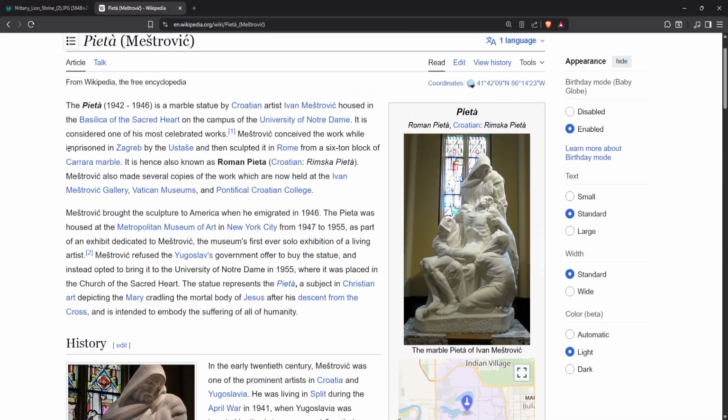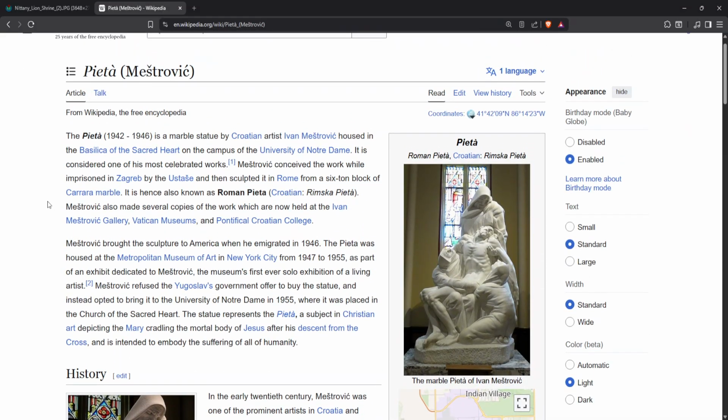The Pieta, 1942 to 1946, is a marble statue by Croatian artist Ivan Meštrović, housed in the Basilica of the Sacred Heart on the campus of the University of Notre Dame. It is considered one of his most celebrated works. Meštrović conceived the work while in prison in Zagreb by the Ustaše and sculpted it in Rome from a 6-ton block of Carrara marble. It's hence known as the Roman Pieta. I'm not pronouncing that from the Croatian part.